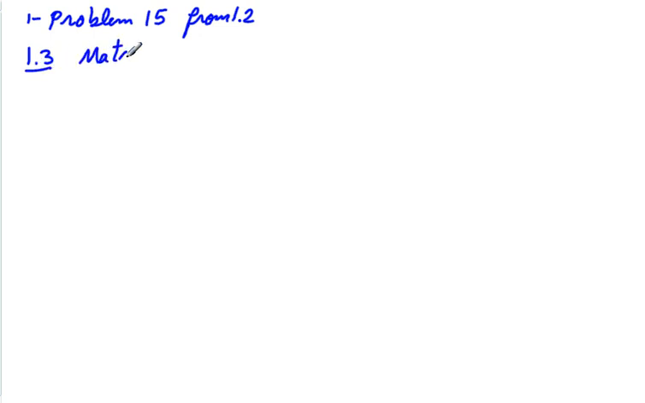So we are going to go ahead and answer one question from section 1.2, that's solving systems by Gaussian elimination. And then we are going to do matrix algebra today. So item 1 is problem 15 from 1.2, and then we are going to go to section 1.3. We are going to talk about matrix algebra.